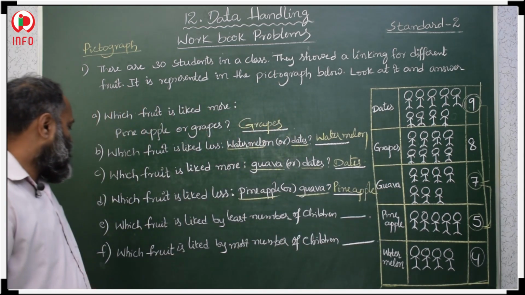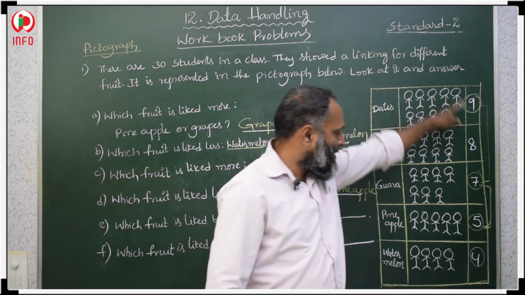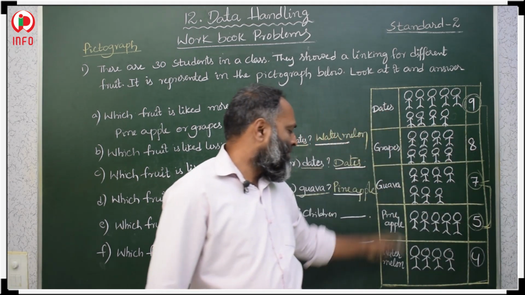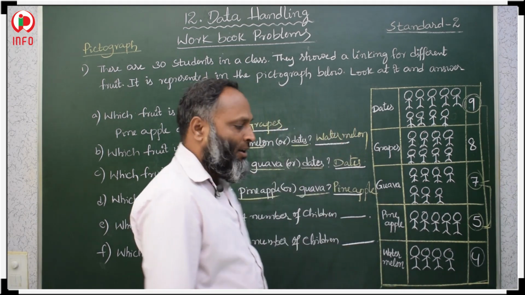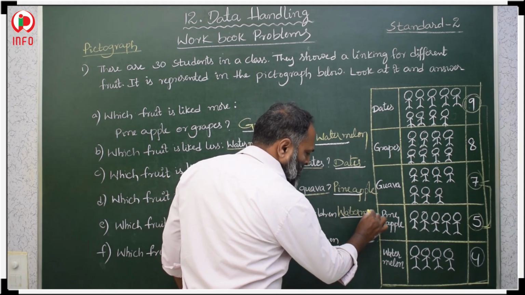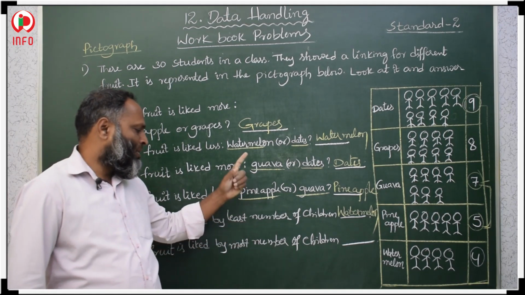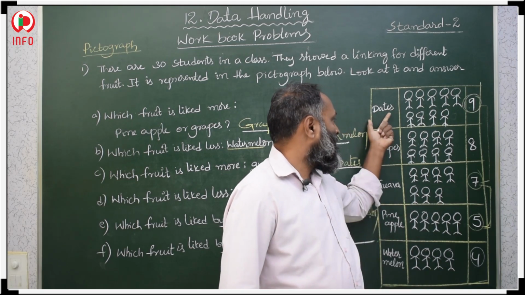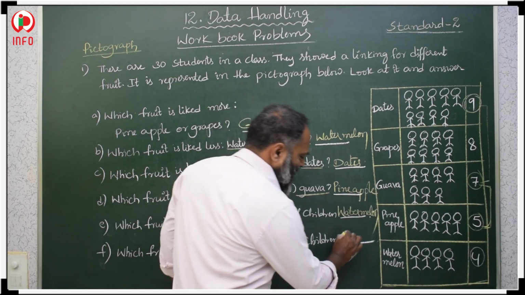Okay. The next, which fruit is liked by least number? So in all this, which one is the least number? 4 is the least number. In all 5 fruits, the least liked fruit is watermelon. Next, which fruit is liked by most number of children? So which fruit do they like more? In all this, dates. Okay, the answer is dates.